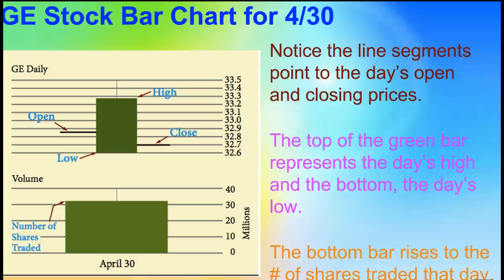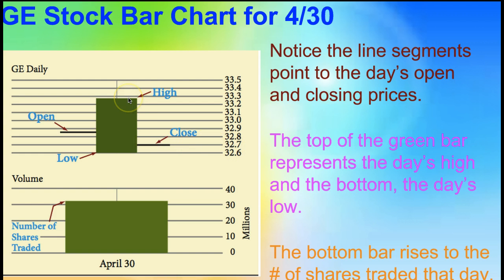Let's look more closely at one of these bars. Notice the line segments point to the day's open and closing prices. So if you think about the way you read, you come in here on the left, that's the opening price. This line right here then represents the opening price for GE, and it's somewhere between $32.80 and $32.90. Here's the closing price then. As you come out on the right side, we have the closing price, and that looks like $32.70.